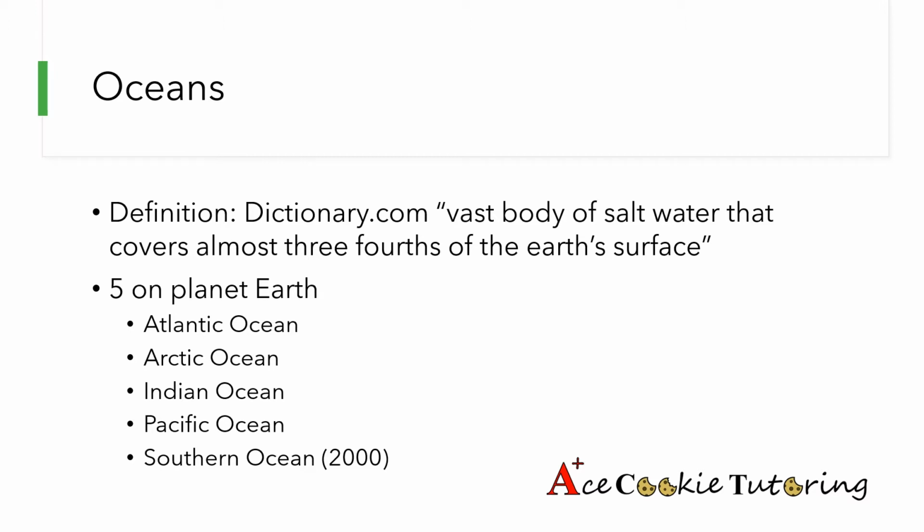Now there are 5 oceans on planet Earth. We've got the Atlantic Ocean, Arctic Ocean, Indian Ocean, Pacific Ocean, and Southern Ocean. That Southern Ocean is the new one. It's only been an ocean since 2000.